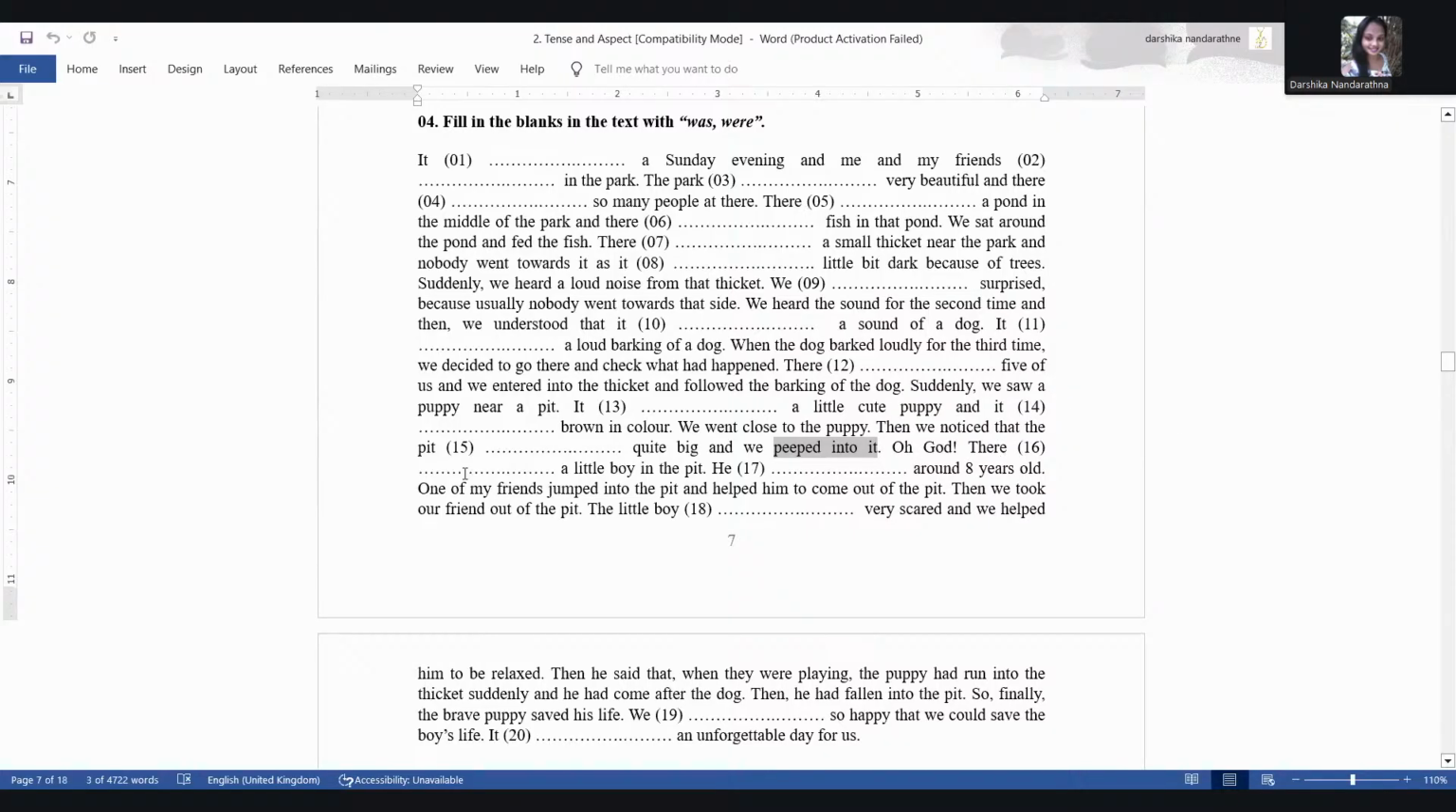Oh God, there was a little boy in the pit. He was around 8 years old. One of my friends jumped into the pit and helped him to come out of the pit. Then we took our friend out of the pit. The little boy was very scared and we helped him to be relaxed.